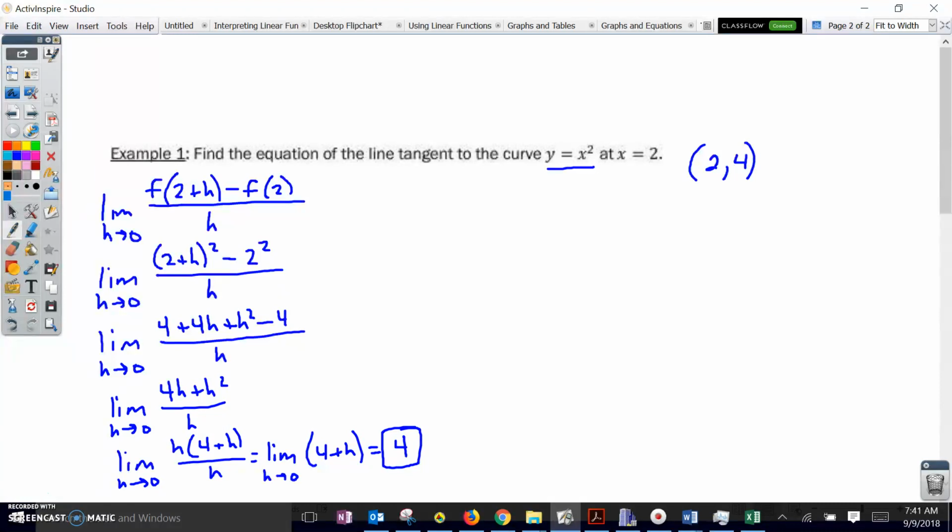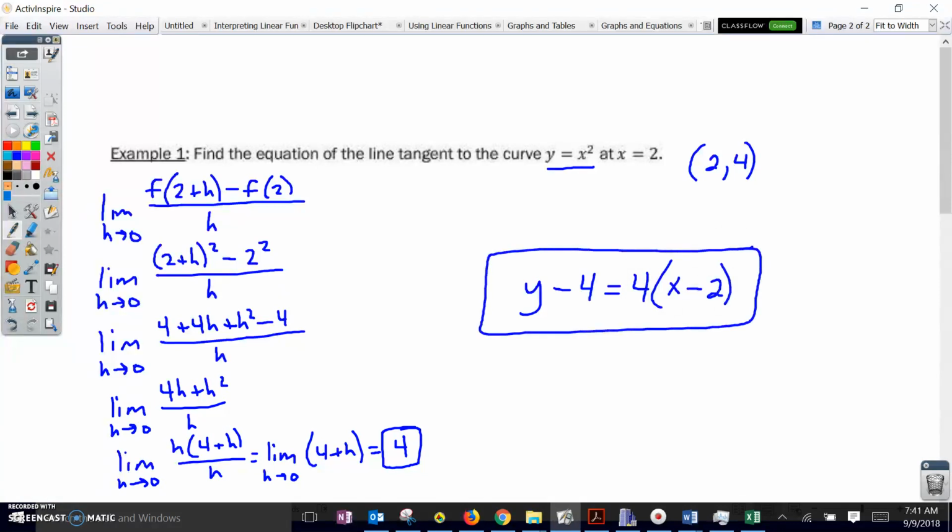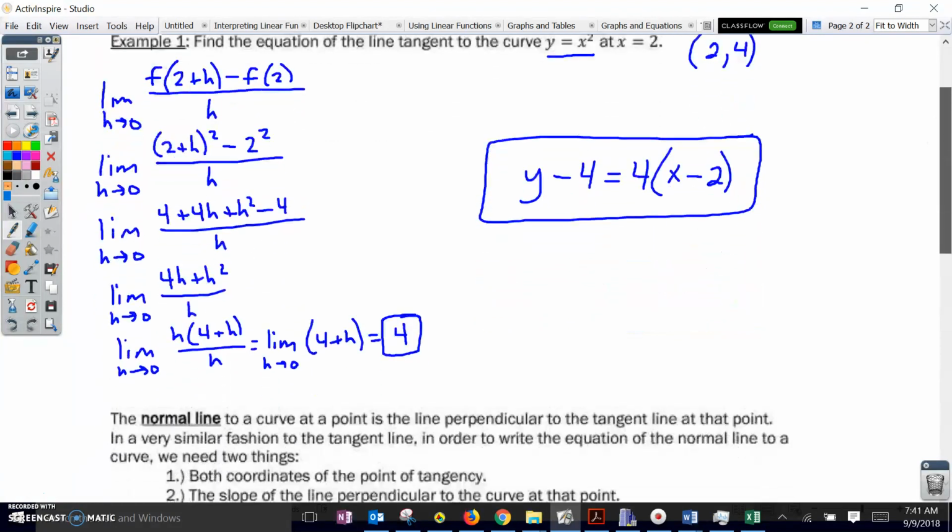Now all I need to do to write the equation of the tangent line is use point-slope form of an equation. So I'm going to take y minus the y coordinate of the point is equal to slope times the quantity x minus the x coordinate. And there's my equation of my tangent line to the curve y equals x squared at x equals 2. Alright, let's move on to example 2.